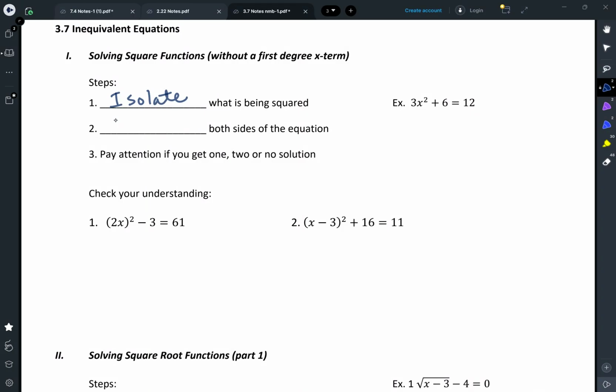Take a square root on both sides. And then remember, I want that absolute value step after that, which is going to help you figure out how many solutions you have. So on the first one, I guess we have an example off to the side over here.